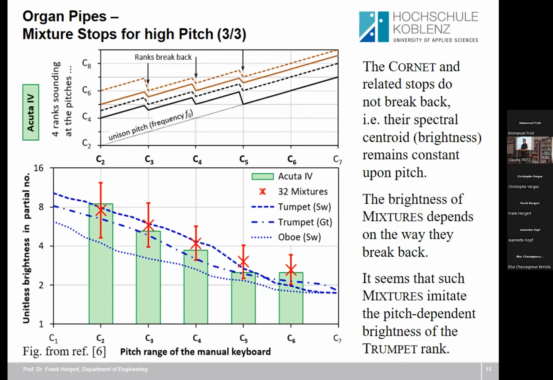And maybe it has to do with the fact that in Baroque times, for example, the trumpet was only used on high festive days in the church, maybe at Easter, at Christmas. And maybe this is a kind of imitation of this festive sound.